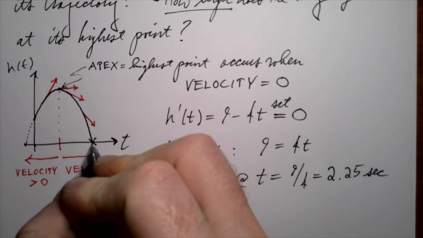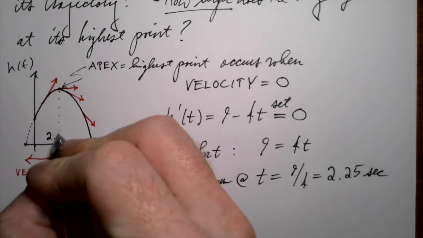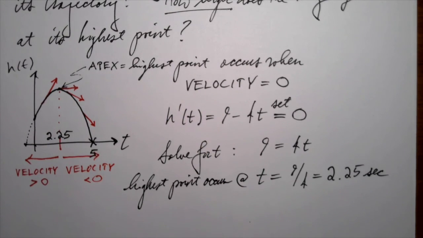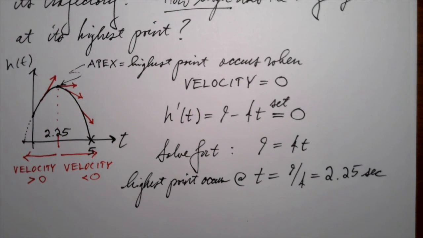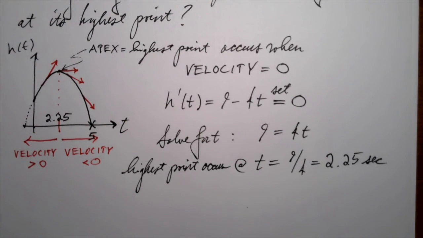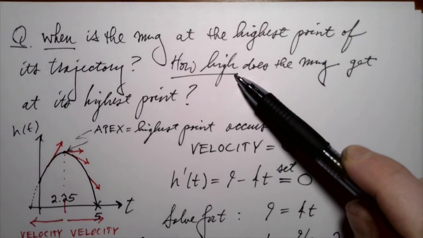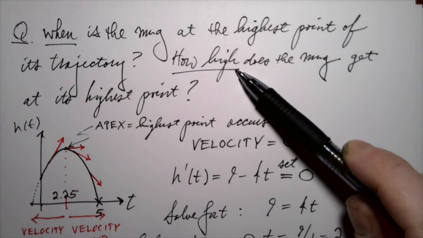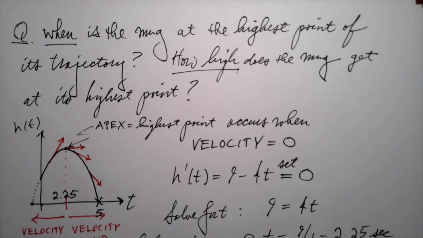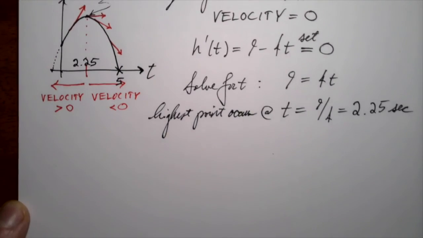That's this point right here. So this was at 5, and this apex is occurring at 2.25. It's not quite halfway between 0 and 5, but it's awful close. Now remember, there was a second question we were supposed to answer, which was, how high does the mug get at its highest point? Well, now that we know the when, we can answer the how high.